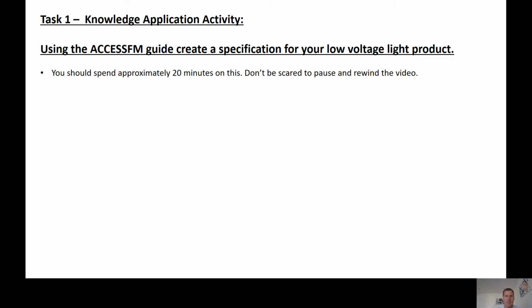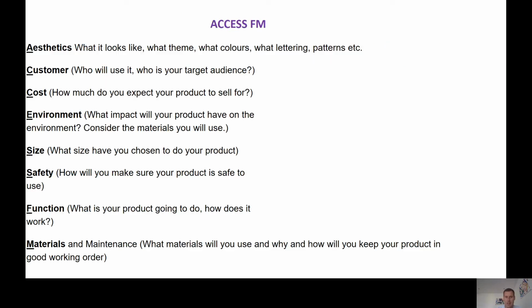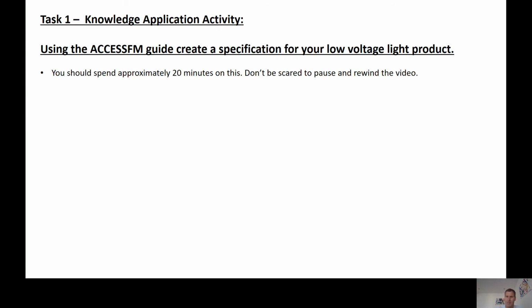Your first activity is going to take about 20 minutes. Use the Access FM guide and create a specification for your low voltage light. What I mean by the guide is this slide here. You should be answering all of those questions in your specification. Don't be scared to pause and rewind the video, as we've discussed, to make sure you can do that. So pause the video, have a go at that, making sure you're using the slide previously. You might want to scroll back while you're working on it and answer all of those questions about creating a specification for your low voltage light.